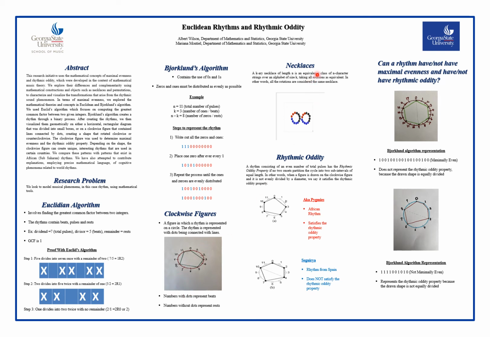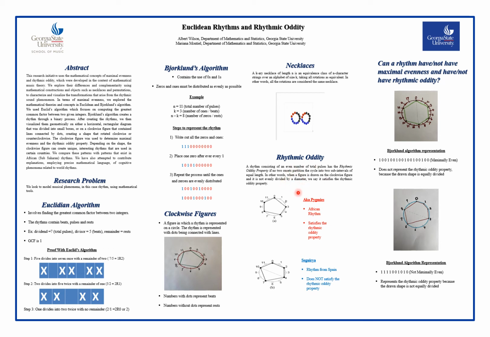Speaking more of clockwise figures, the rhythm can be represented by a necklace, which is a mathematical object defined in terms of equivalence classes. The members of the equivalence class are considered the same rhythm, written in a different way. Also, depending upon the shape, it can represent the rhythmic oddity property.